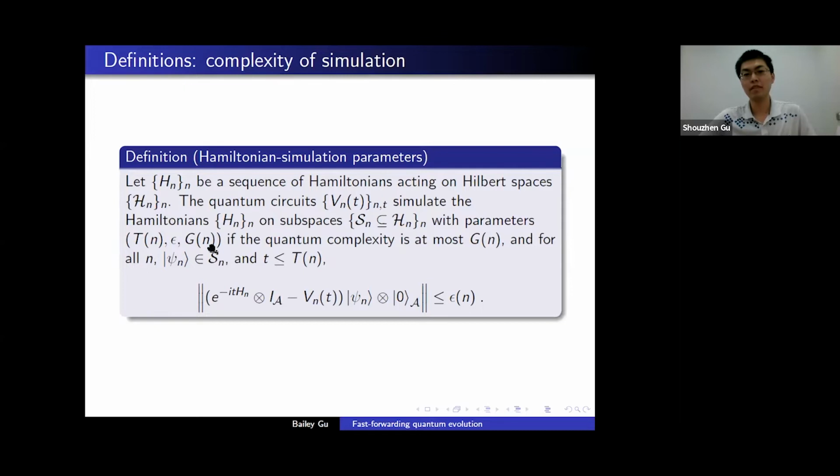g of n, if the quantum complexity is at most g of n, which means the number of two-qubit gates, for example, is at most g of n, the accuracy is better than epsilon, which means that it approximates the ideal evolution, e to the minus iHt, with accuracy better than epsilon. And the simulation time, so we can do the simulation up to time capital T of n. And to be a bit more general, we can also restrict our initial state to be in some subspace Sn.